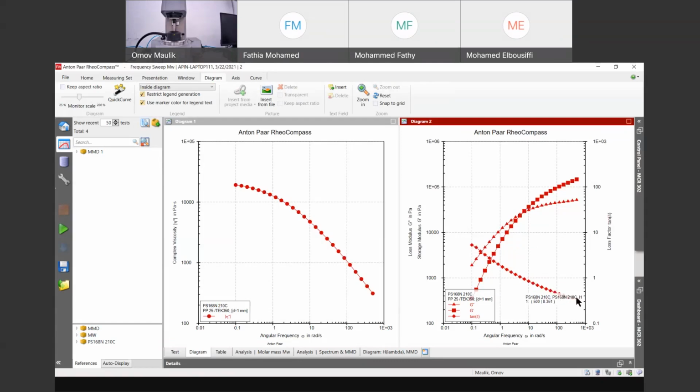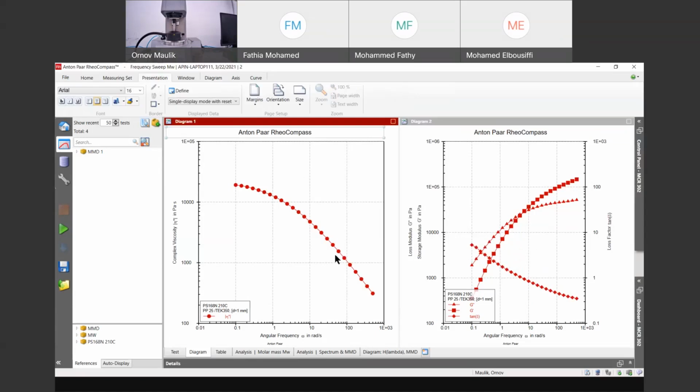The loss factor always shows the viscous behavior of the material. You can see that with a decrease in the frequency, the loss factor, tan delta, is increasing. Also, another important parameter we can get from here is the complex viscosity.